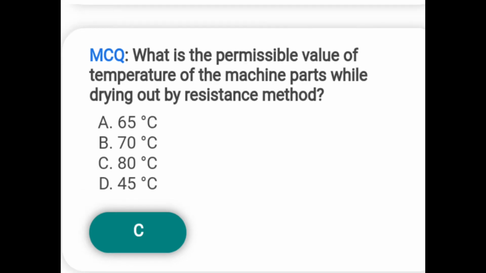Then the next is what is the permissible value of temperature of the machine parts while drying out by resistance method? 65 degrees Celsius, 70 degrees Celsius, 80 degrees Celsius, 45 degrees Celsius. So the correct answer is option C, that is 80 degrees Celsius. Means the permissible value of temperature of the machine parts while drying out by resistance method is 80 degrees Celsius.